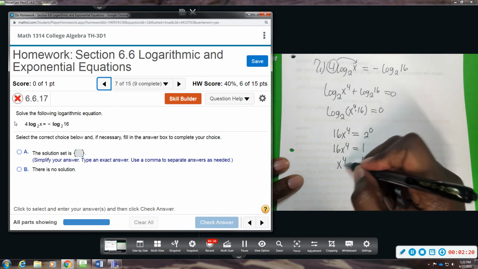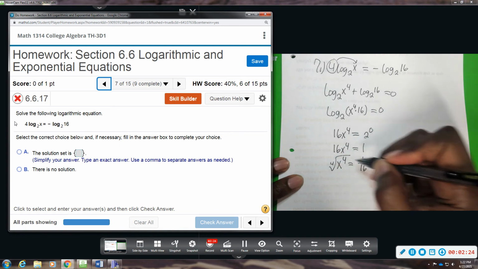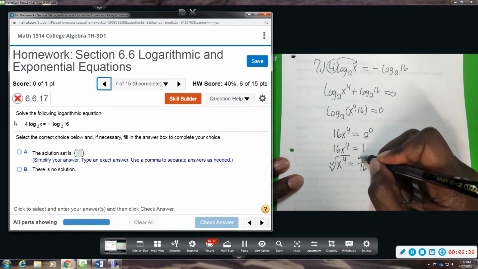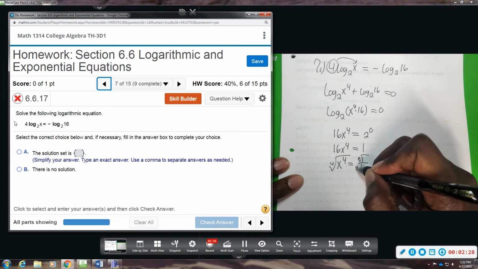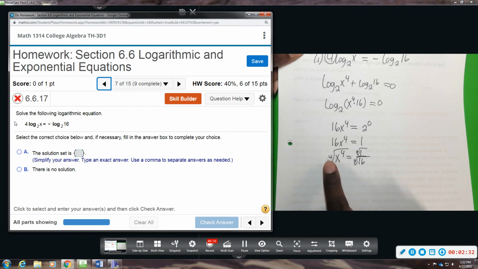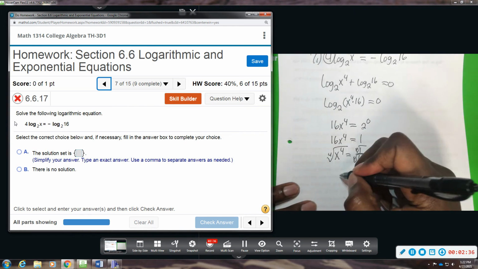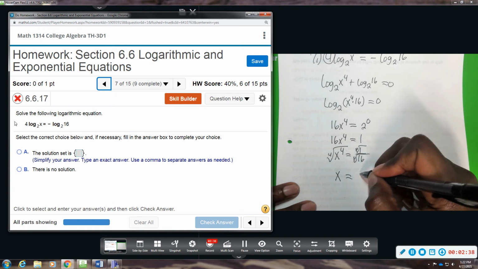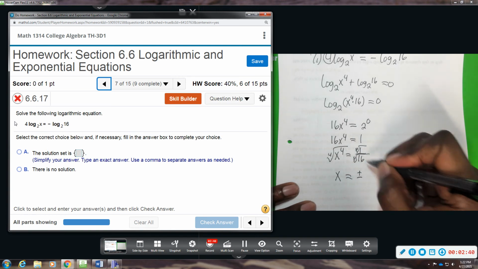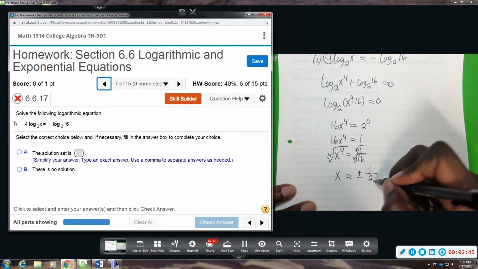And then we have to get rid of the 4th power by taking the 4th root. And when you have a fraction, you do the 4th root top and bottom. Whenever you do a root or radical, if it's an even power, you got to consider positive or negative. So this will give us x equals positive or negative 1 over the 4th root of 16 is 2.